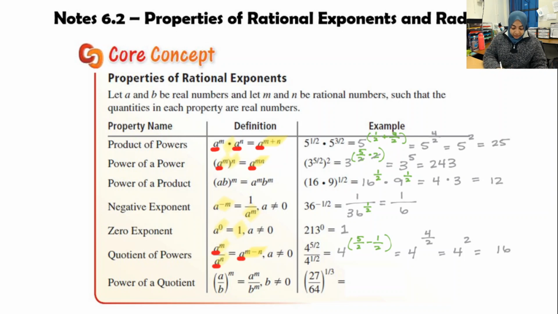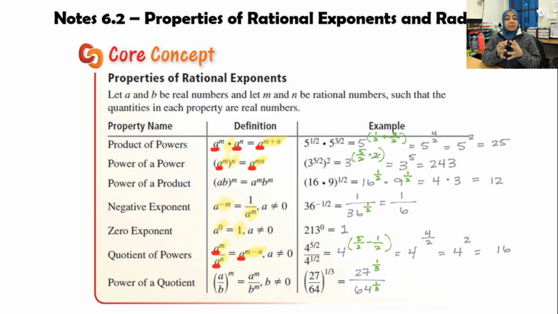And now finally we have power of a quotient. So that means I'm dividing and then I'm raising it to a power. Very similar to power of a product. I can separate those two. So I can say 27 to the 1/3 divided by 64 to the 1/3.